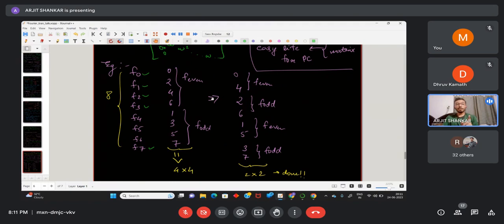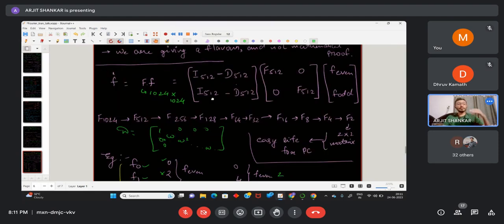Then from this 4 cross 4, take the first one. In this first one, this one is even, this one is even, this one is odd, this one is odd. So again, 0 and 4 is F even, 2 and 6 are F odd. Then 1 and 5 are F even, and 3 and 7 are F odd. That's what I've written. So now each of them has two elements, which corresponds to a 2 cross 2 matrix, right?